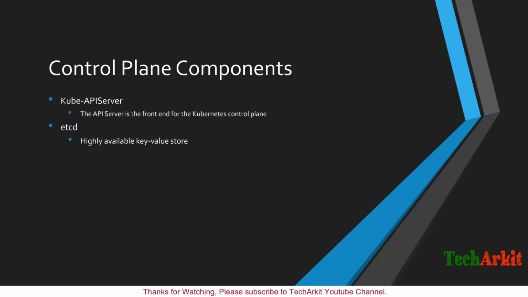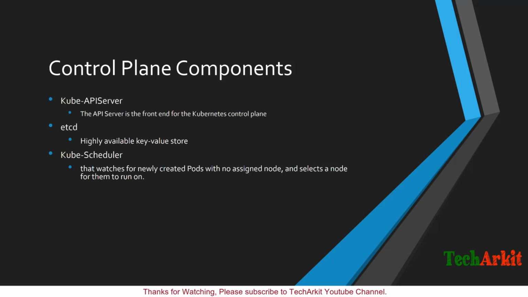etcd is another component, which is a highly available key value store. Basically it stores your secrets and all this stuff. Whatever keys you want to store, etcd is the component which is used in Kubernetes.